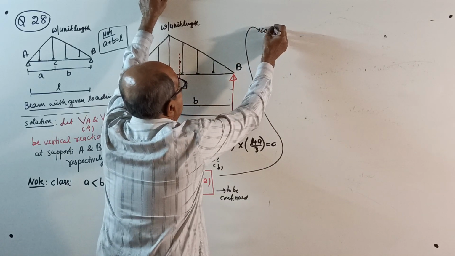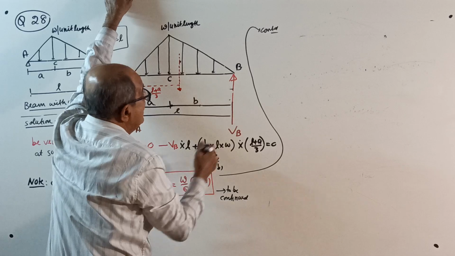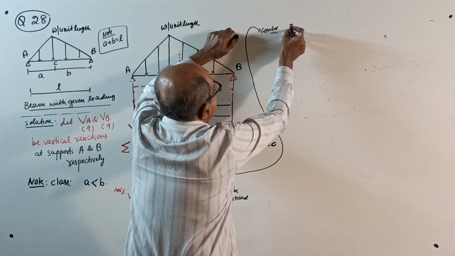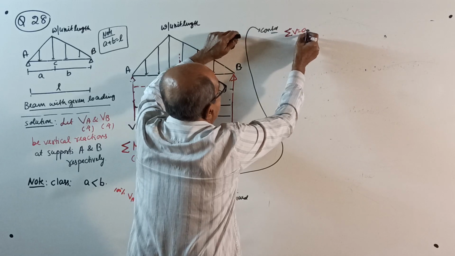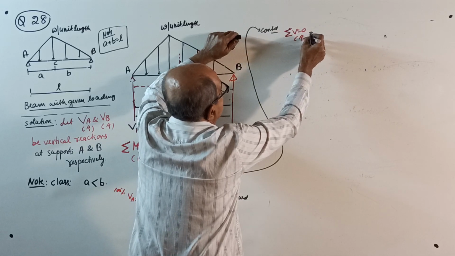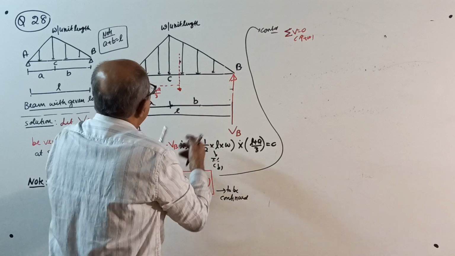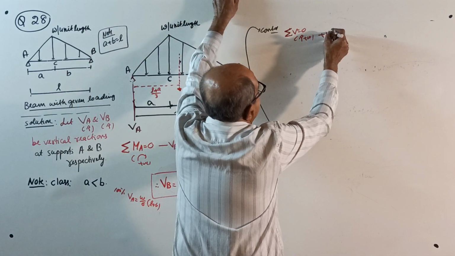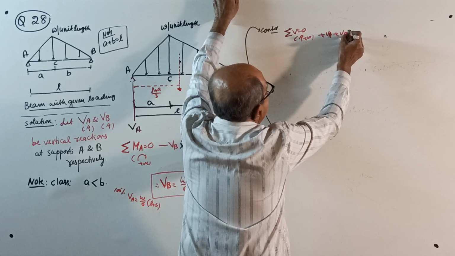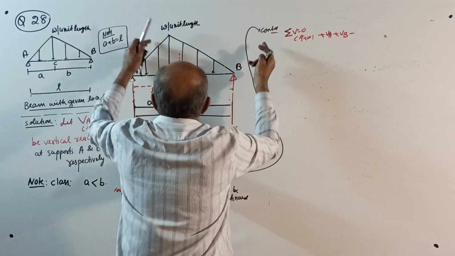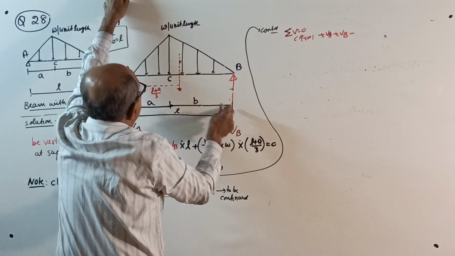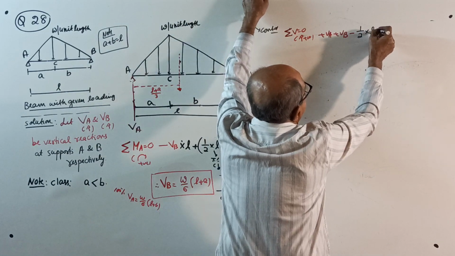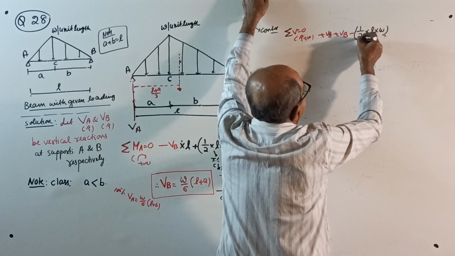Continued. Okay, now we got VB. Sigma V equal to 0. Next, sigma V equal to 0, take upward positive. Once again, same thing, take every node together. What do you get? Plus VA plus VB minus total load, half into L into W, half into L into W equal to 0.